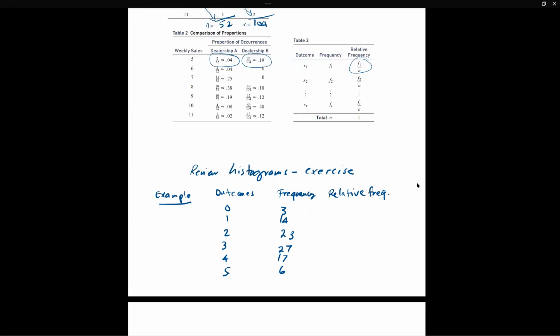which is you add these to get the n, which is 90. Then you do 3 divided by 90, and you get 0.03. And you do the same for the others, so 0.16, 0.26, 0.3, 0.19, and 0.07. Remember that probability property: when you add these, you should get 1, right? That's when you check whether they're correct or not.